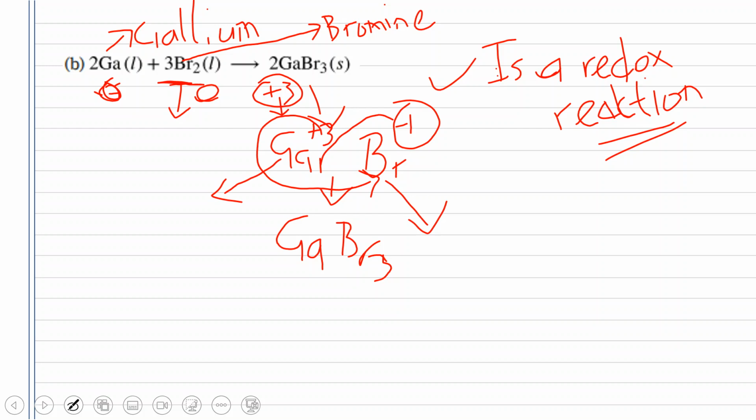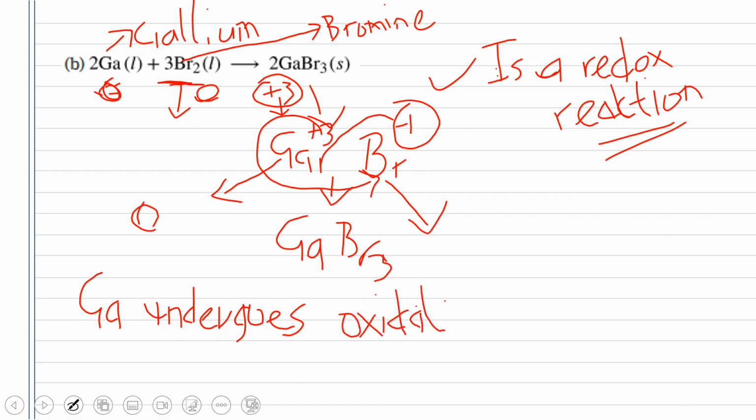Remember, we said the one that lost the electron is undergoing oxidation. So gallium undergoes oxidation, and this is going to help us keep this information. Bromine undergoes reduction. So it means that bromine gained electrons. So bromine undergoes reduction.